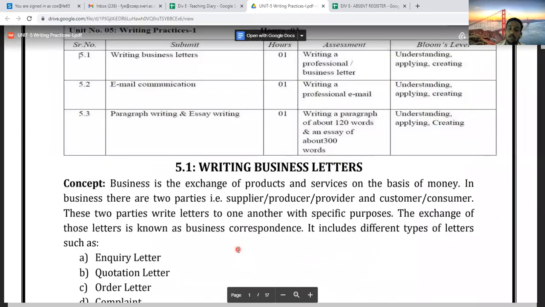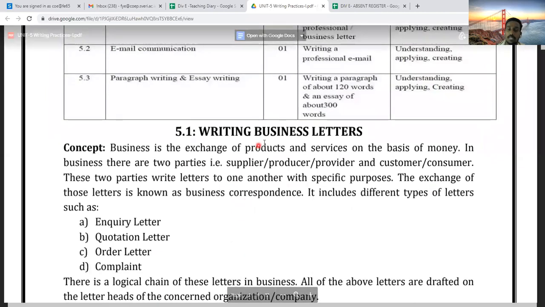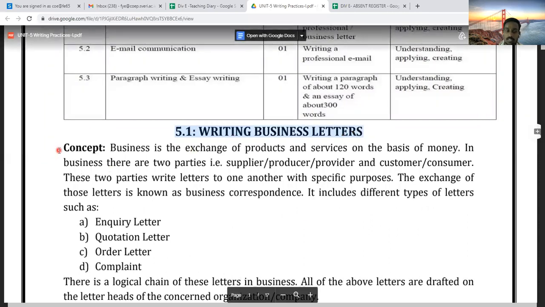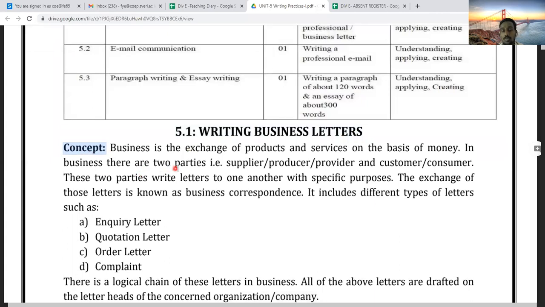And here 5.1, it says writing business letters. So let's see what this is about. First of all, we try to understand the concept of business, and then business letters. So what is business? First of all, you come to know that business is the exchange of products and services on the basis of money.